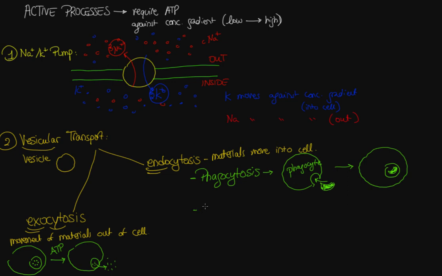Another example of endocytosis is what we call pinocytosis. This is very similar to phagocytosis, but the only difference is that phagocytosis involves solid particles, whereas pinocytosis is known as cellular drinking because it involves liquid components that are then internalized by the cell. And so these processes as well are moving content against the concentration gradient and also require ATP.